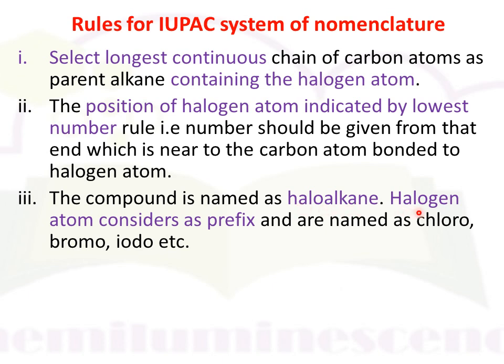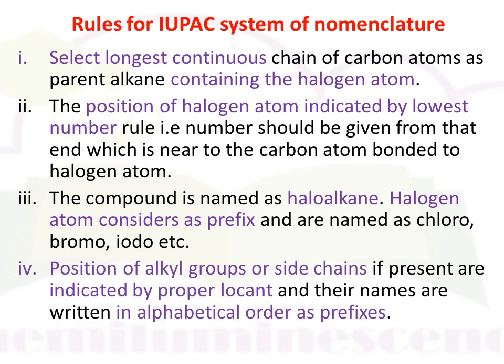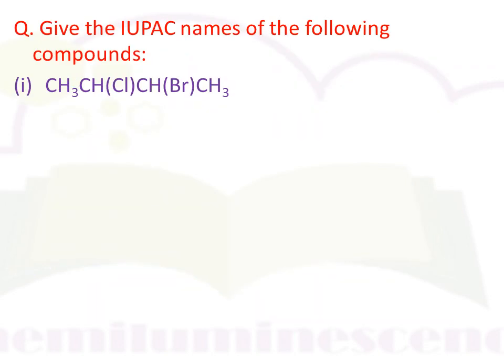Halogen atom names are written as chloro for chlorine, bromo for bromine, and iodo for iodine, etc. And the last rule is that the position of an alkyl group or side chain, if present, should be indicated by a proper locant. A locant is nothing but the position number, and the substituents are written in alphabetical order as prefixes. We'll see with the help of examples how to name alkyl halides.